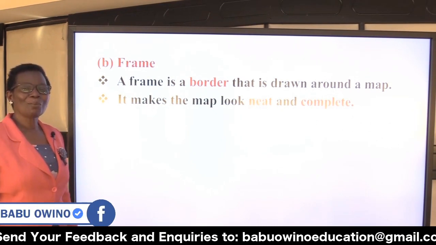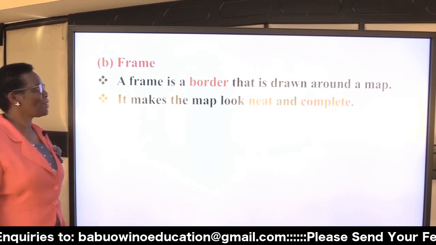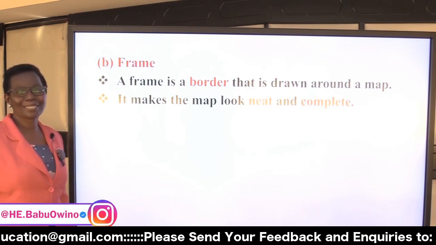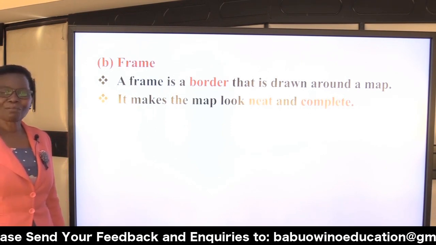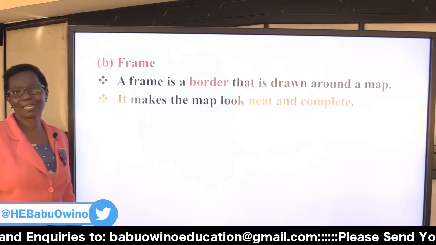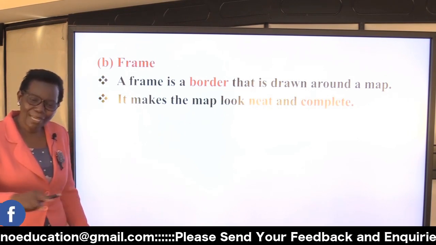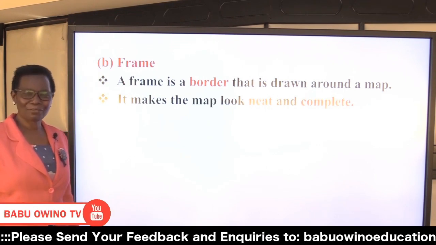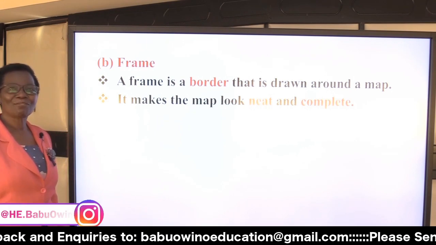This border will make your map very, very neat, just the way you are. So a frame is a border that is drawn around a map, and it makes your map look neat and indeed complete. So when we are talking about a map of an area, even a map of your estate where you are living, we cannot just leave it like that. That will mean that all the estates that surround you are part of your estate. But remember, we are particular. So a frame will make your work very, very neat and very complete.